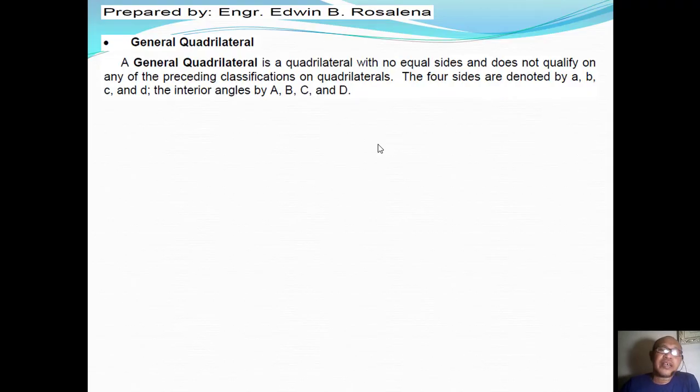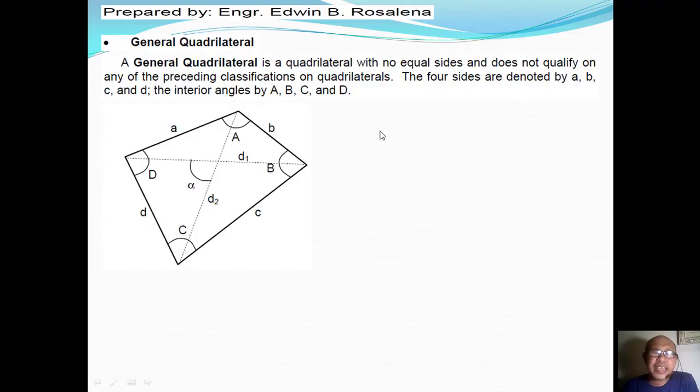Okay, so let us say we have here a quadrilateral, then we have the angles, interior angles, same, then we have the sides, small letters, the diagonals D1 and D2, then we have here alpha, which is the angle between the diagonals.